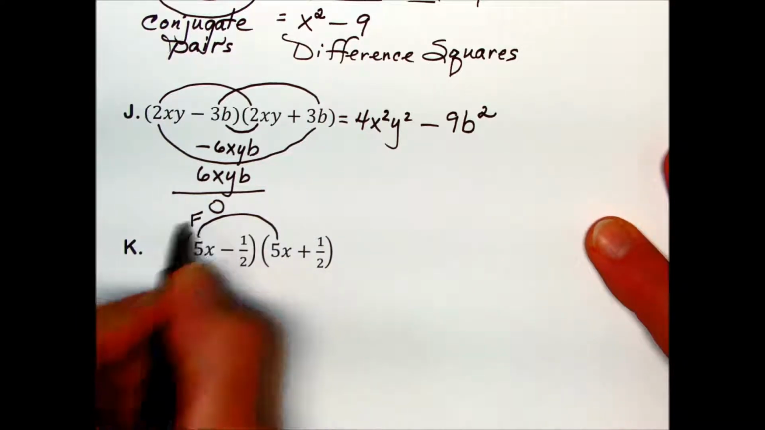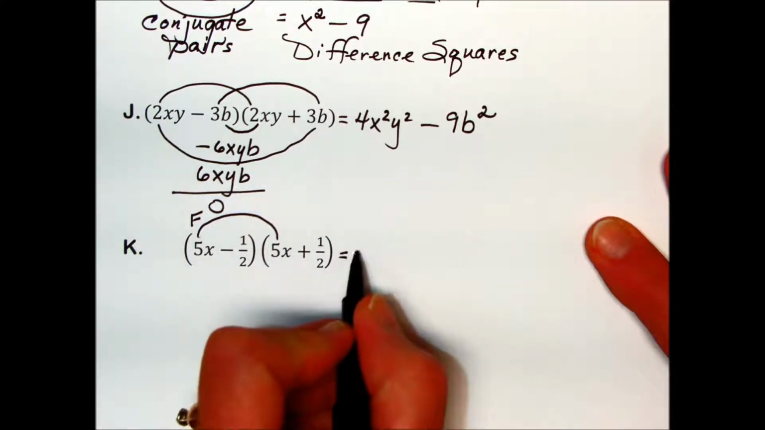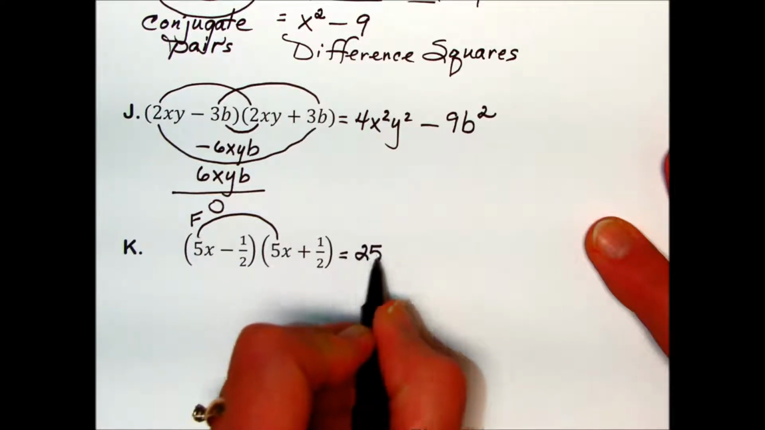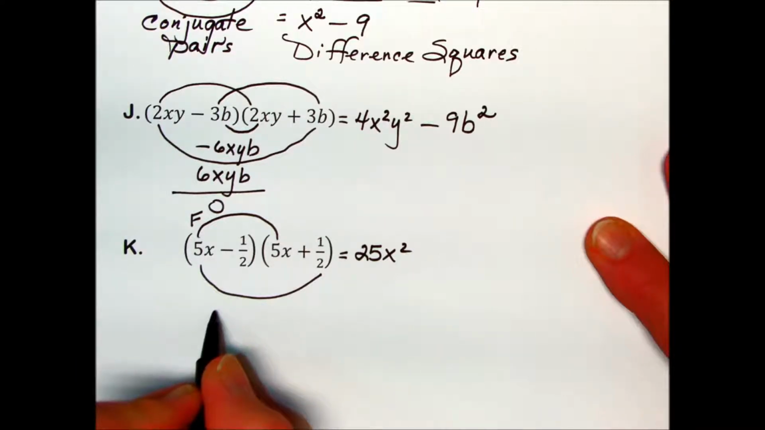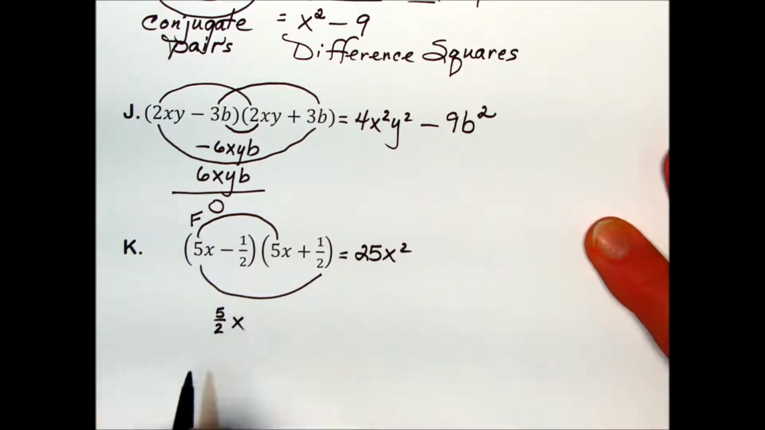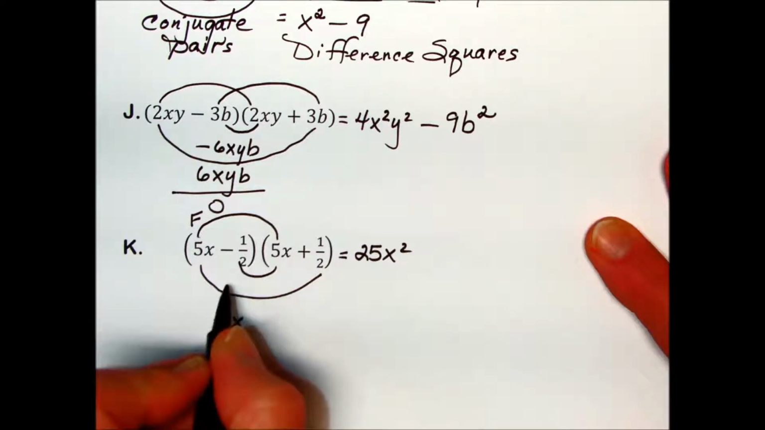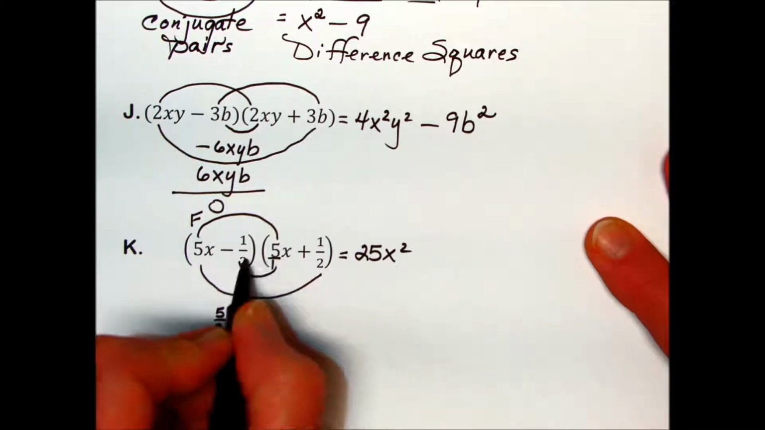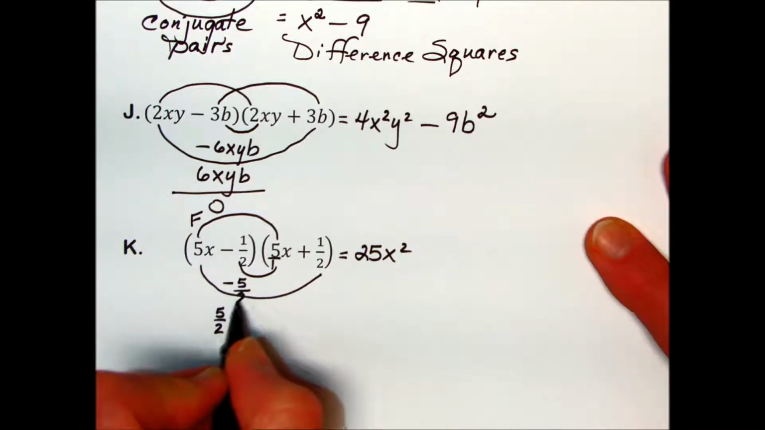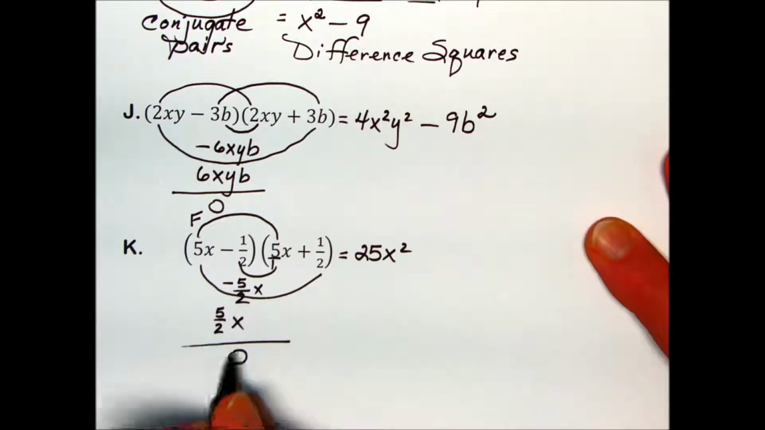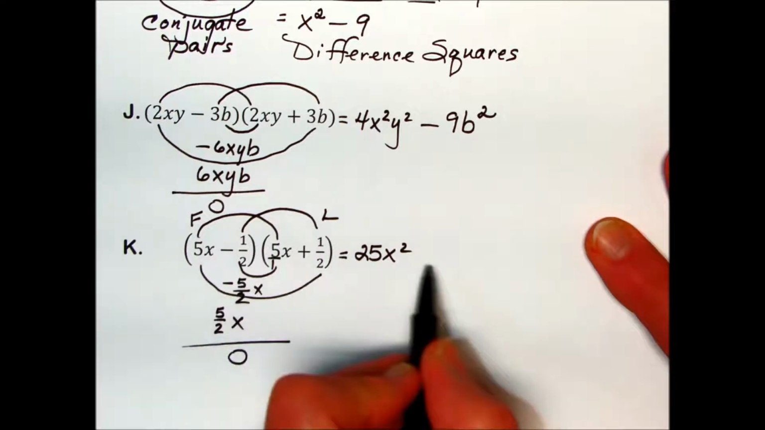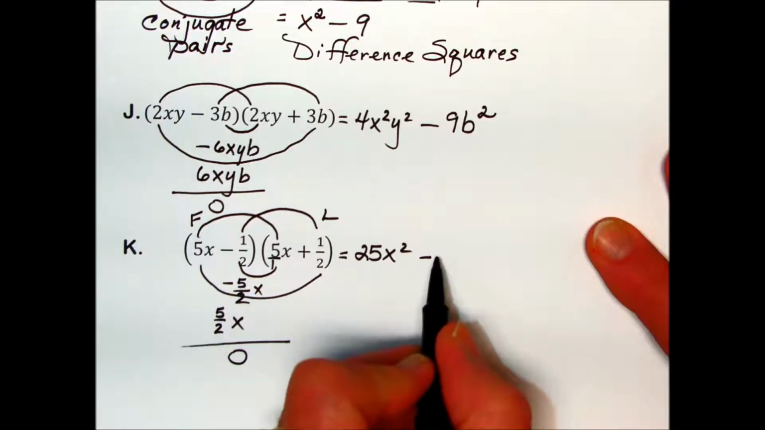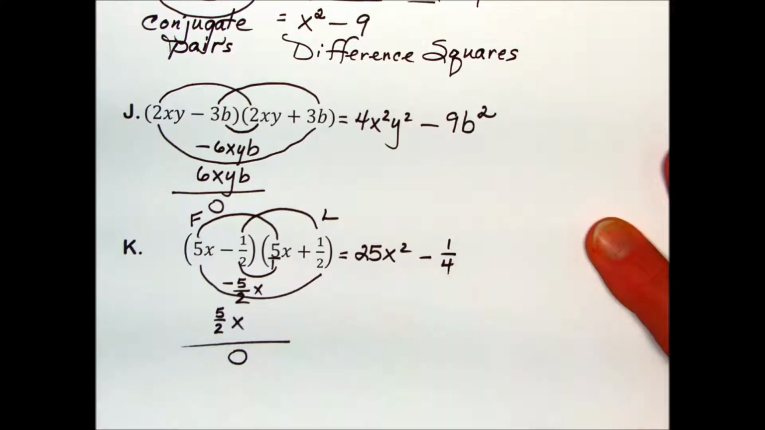So when we multiply first terms together, we will have 5x times 5x or 25x squared. Outside, we will have a 5 times 1/2, which is 5 halves x. Inside, a negative times a positive, 5 over 1 times 1/2 is a negative 5/2 x, which when added together cancel out. But we still have our last terms. A negative times a positive is a negative. 1/2 times 1/2 is 1/4. So there is the result of those binomials.